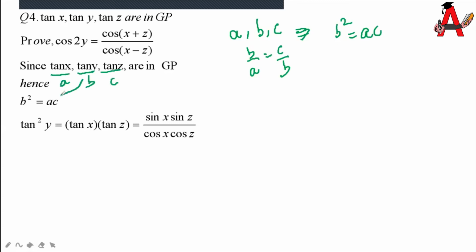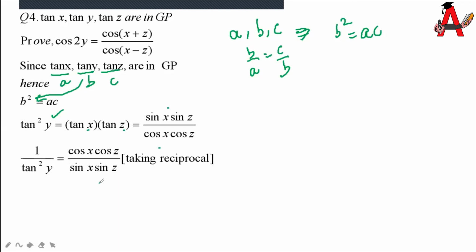So we can say that B square equal to AC, which means tan y square is equal to tan x into tan z. That is your B square equal to AC. Further, tan x can be written as sin x upon cos x. Tan z can be written as sin z upon cos z. Now we will take a reciprocal.